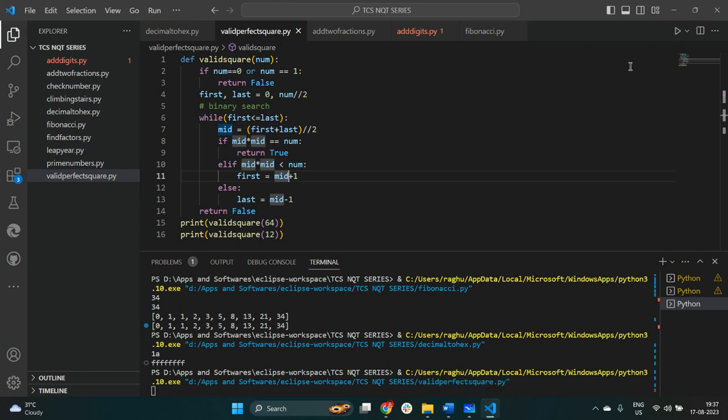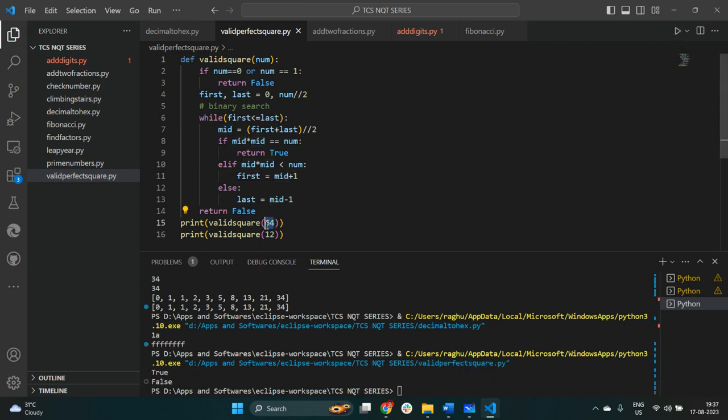Let's check for this. So we have valid square for 64, which is 8 times 8. I got true as my answer. And valid square of 12, there is no perfect square for the value 12. So it returns false as an answer.